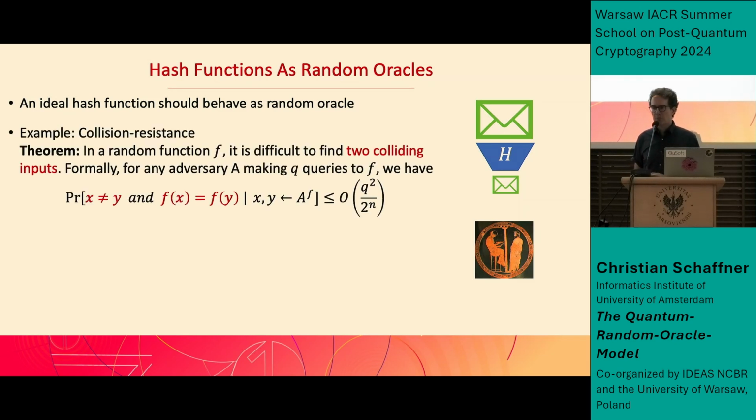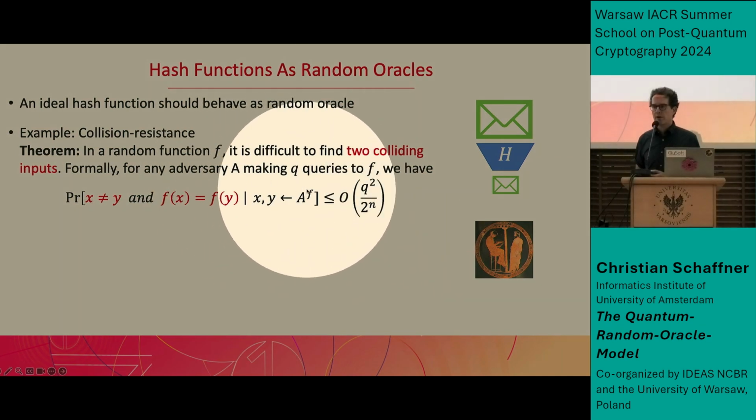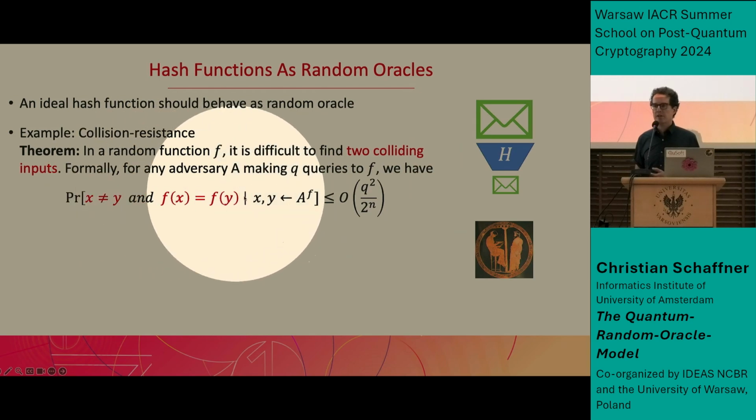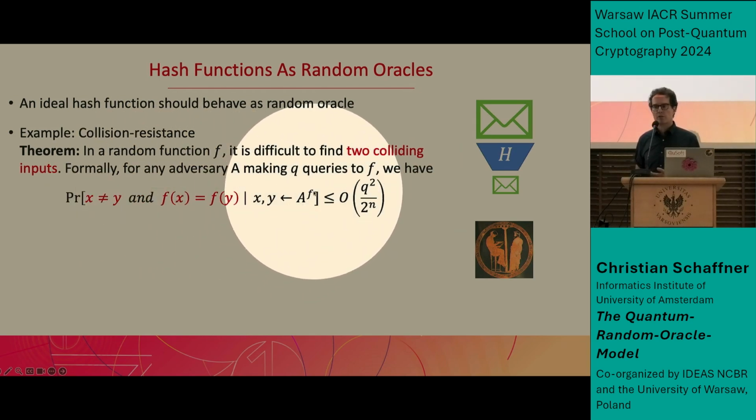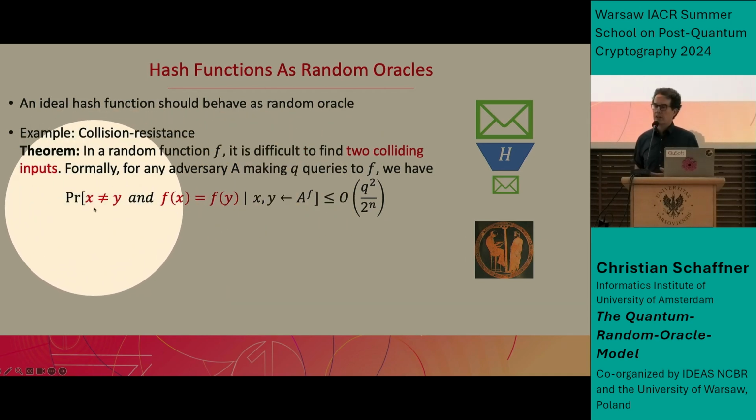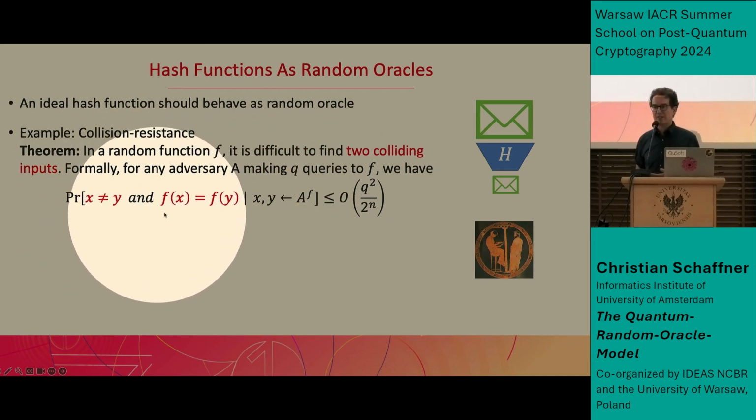A little example is collision resistance, and we can actually prove that for a random function. Here's a theorem I will prove for you. In a random function, it's difficult to find 2 colliding inputs. Formally, if you have an adversary A that makes Q queries to this random function, then the following holds: A can make oracle queries to F and outputs X and Y, and we want that it fulfills the predicate that X is different from Y, but F of X is equal to F of Y.